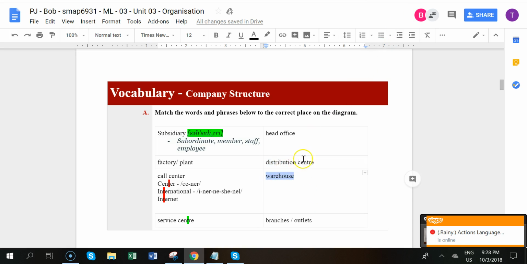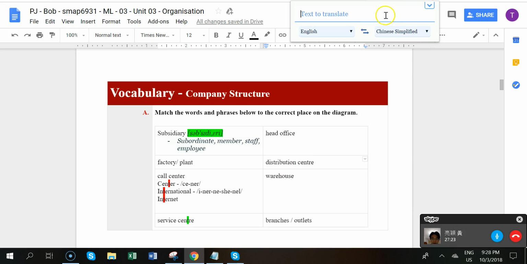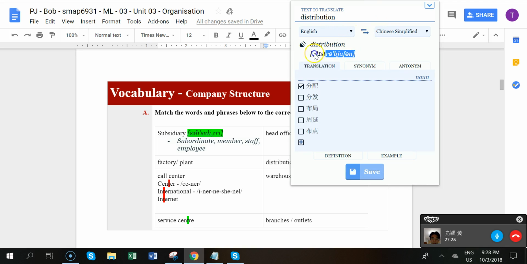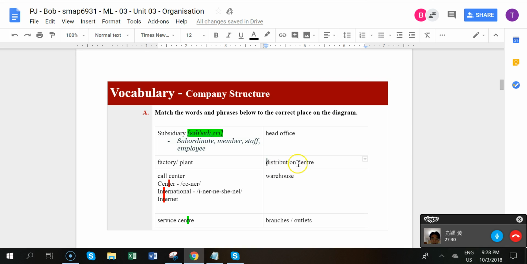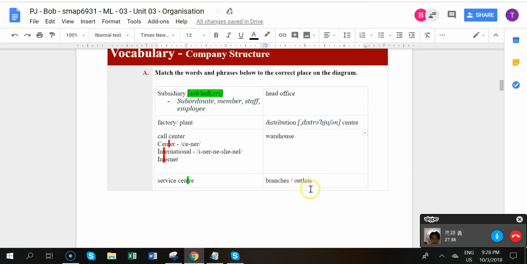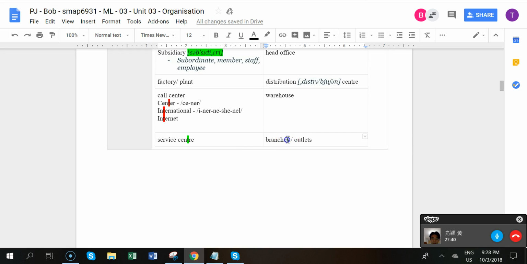How about this one? Warehouse. Okay, warehouse. In your company, do you have a warehouse? Of course. Okay. Since your company is all about production, right? So you will need this one, warehouse. Yes. And this one.